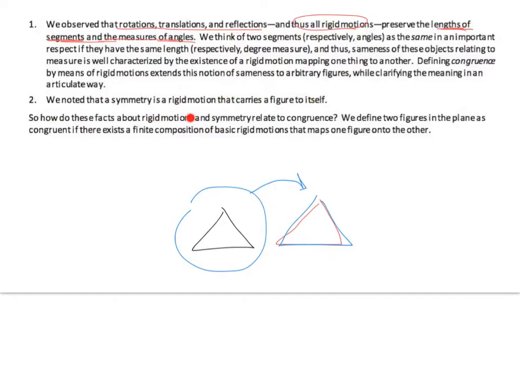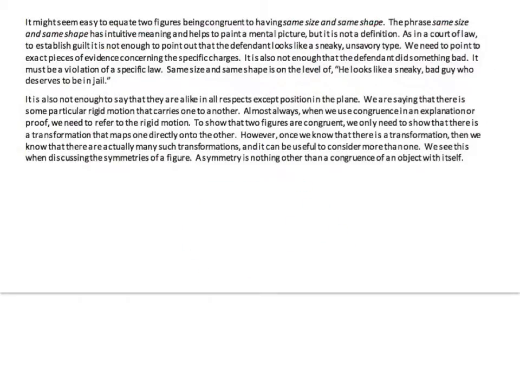So how do these facts about rigid motion and symmetry relate to congruence? We define two figures in the plane as congruent if there exists a finite composition of basic rigid motions that maps one figure onto another. Finite composition, so finite would be all-encompassing, everything about it, all pieces and parts. Lots of words, I told you. Thanks for being patient. If you need to take a break halfway through the video, please do.